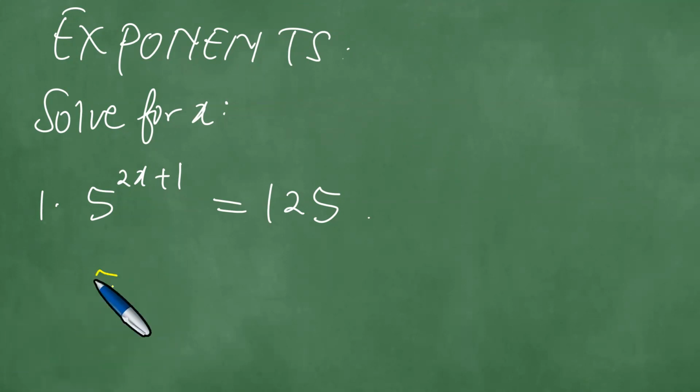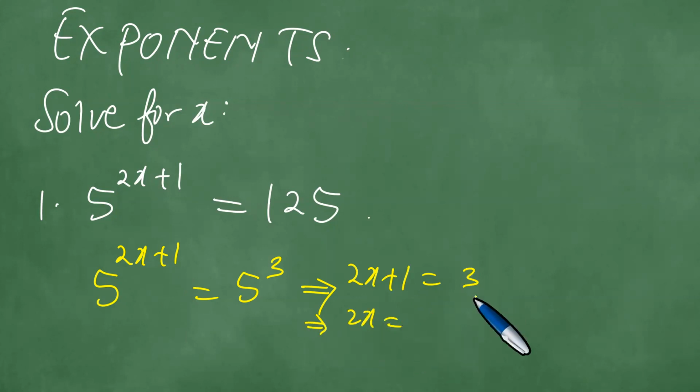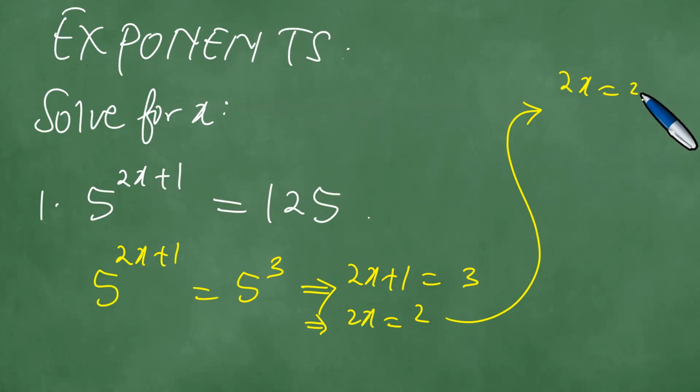So 5 to the power 2x plus 1, and 125 is 5 cubed. So if the bases are the same, you equate the exponents. 2x plus 1 equals 3. 2x equals 3 minus 1. What is 3 minus 1? Equals 2. So if 2x is equal to 2, you divide the left by 2 and the right by 2, so that x equals what? x equals 1.